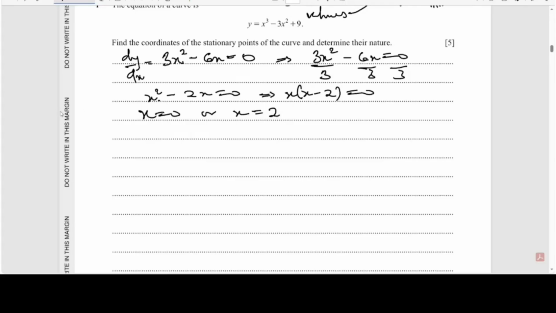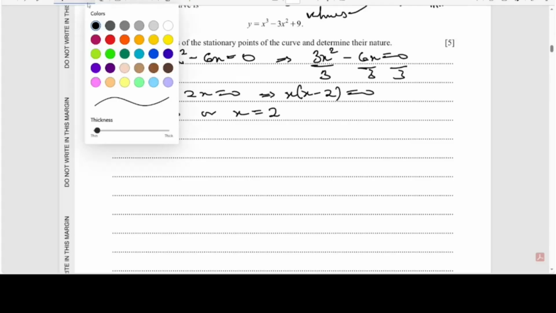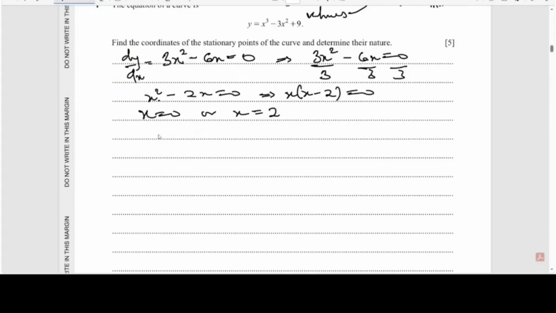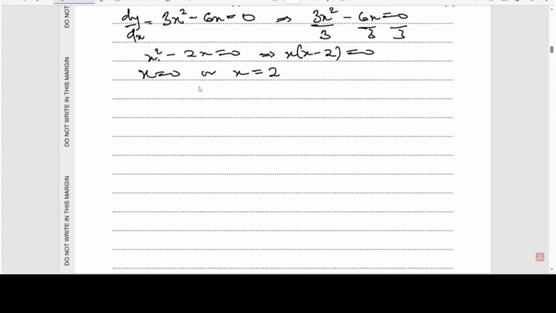Then what we need to do is to find the second derivative, and when we are done, we substitute the critical values that we found. So for the second derivative, we differentiate the first derivative. d squared y over dx squared is equal to, same method, drop the exponents and subtract 1 from the exponents, 6x minus 6.